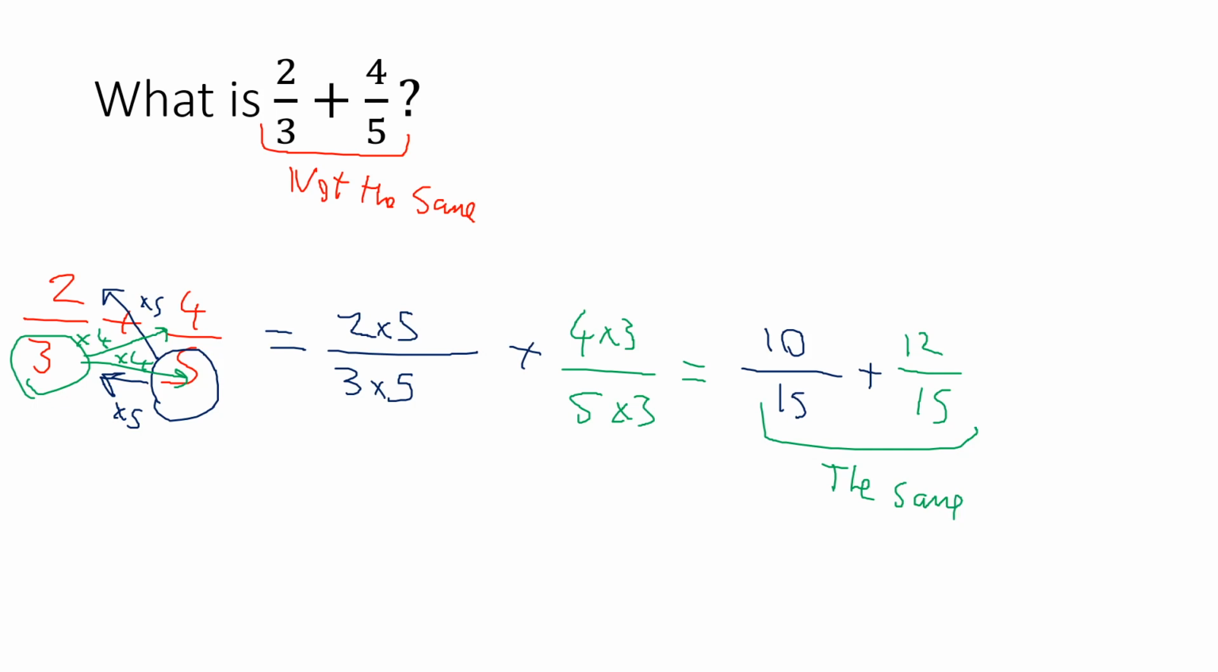Which means now we can add the top. Now because these two are the same, we can now add the top. And so what's 10 plus 12? 10 plus 12 is 22. And then we leave 15 the same. So it's 22 over 15.